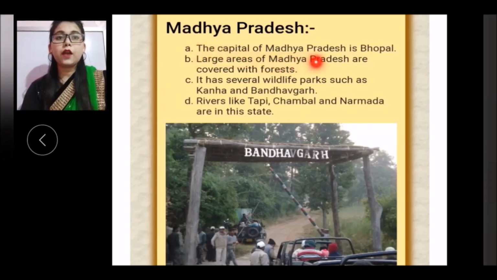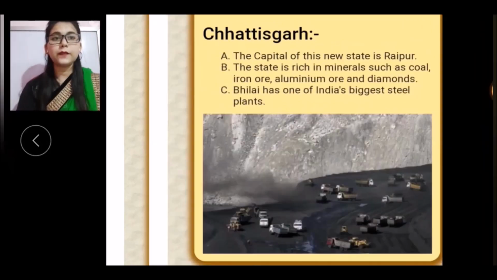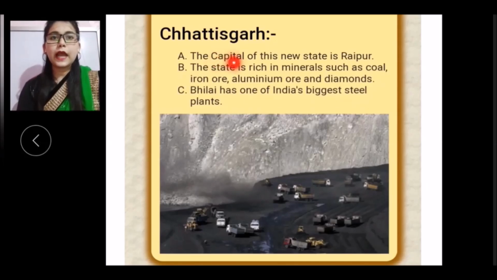The capital of Madhya Pradesh is Bhopal. Large areas of Madhya Pradesh are covered with forests. It has several wildlife parks such as Kanha and Bandhavgarh. Rivers like Tapi, Chambal and Narmada are in this state. Chhattisgarh. The capital of this new state is Raipur. The state is rich in minerals such as coal, iron ore, aluminium ore and diamonds. Bhilai has one of India's biggest steel plants.